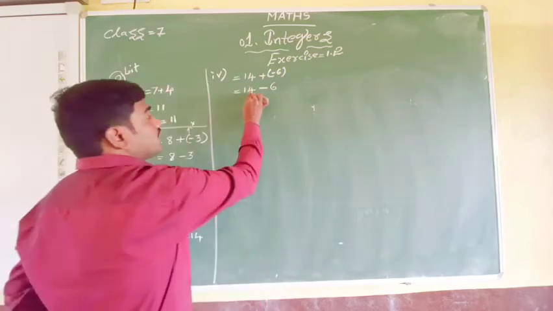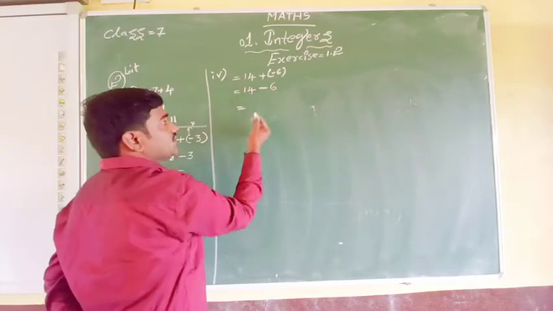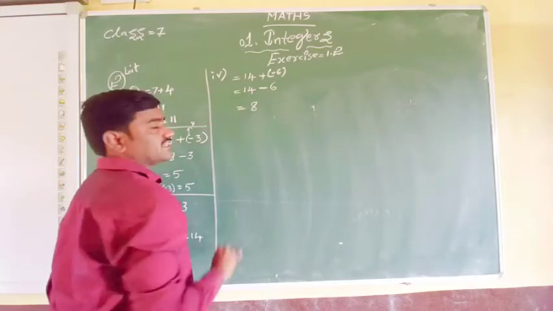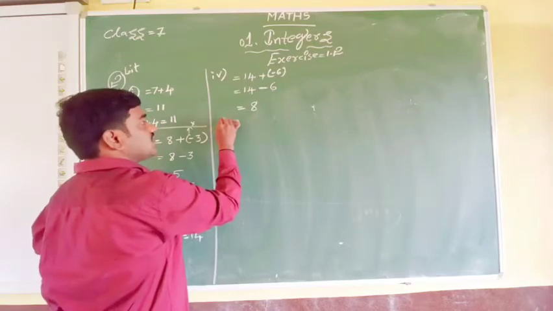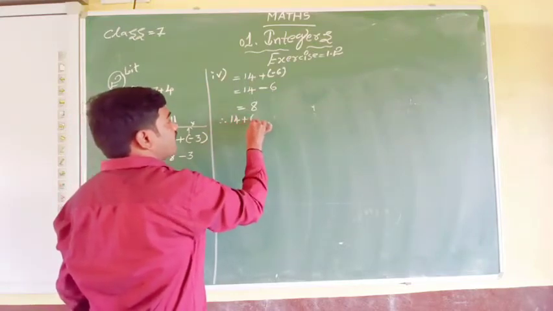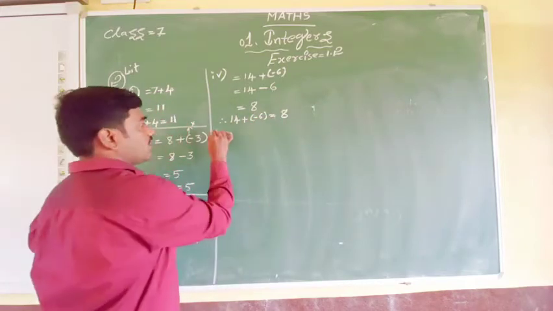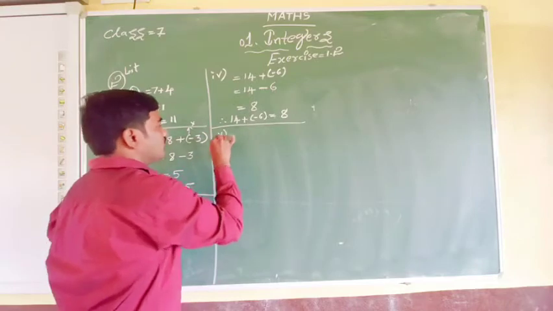Okay, 14 minus 6. From 14 we can subtract 6 now. Subtract it. What do you get here? 8. 14 minus 6 is 8. That is, 14 plus of minus 6 is equal to 8. Got it now? Next we go for the fifth one.